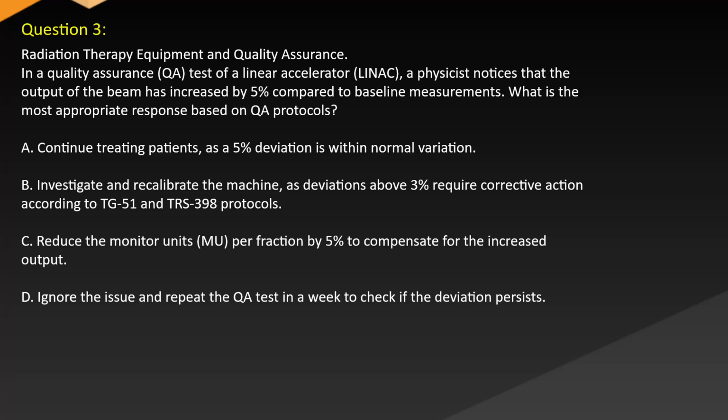A. Continue treating patients as a 5% deviation is within normal variation. B. Investigate and recalibrate the machine as deviations above 3% require corrective action according to TG51 and TRS 398 protocols. C. Reduce the monitor units (MU) per fraction by 5% to compensate for the increased output. D. Ignore the issue and repeat the QA test in a week to check if the deviation persists.